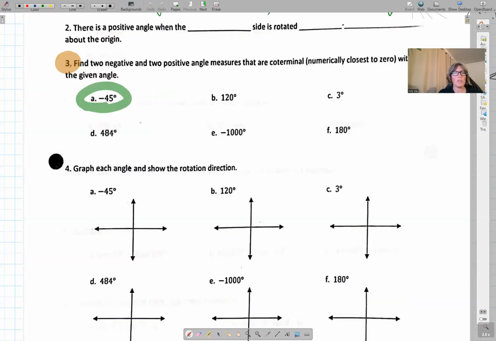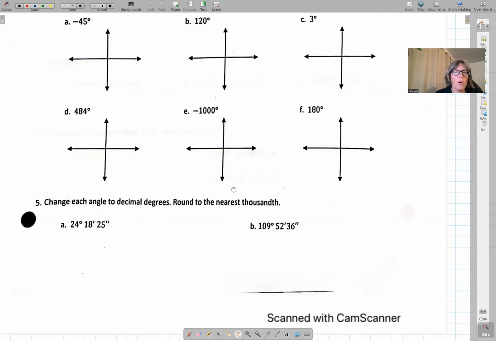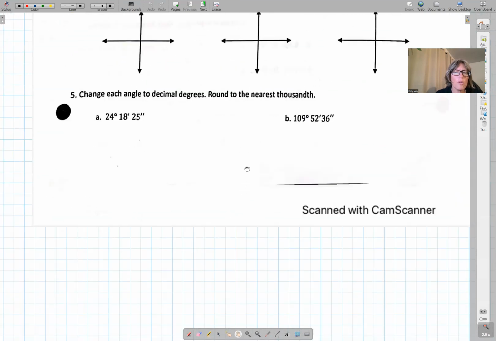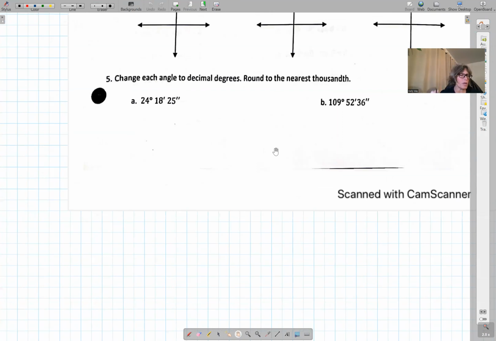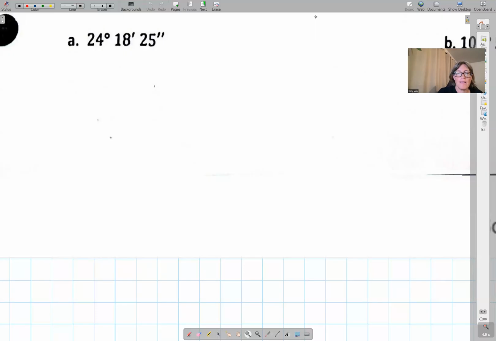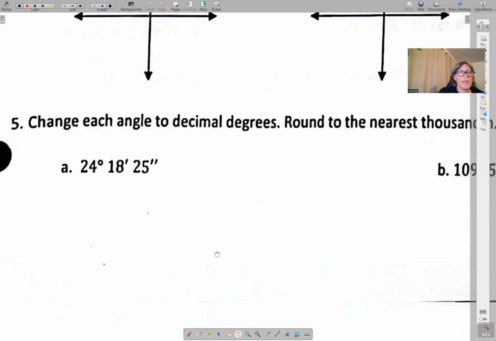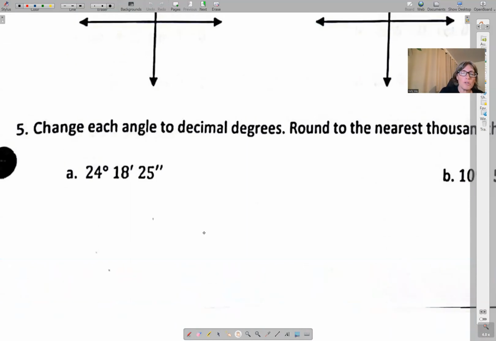Let's see, which else did you ask? Two negative, two positive. You didn't ask about 4. Degrees. I'm not sure if you asked about this, but I'm going to explain it because it's pretty simple. So right here, we're to change each angle into degrees.